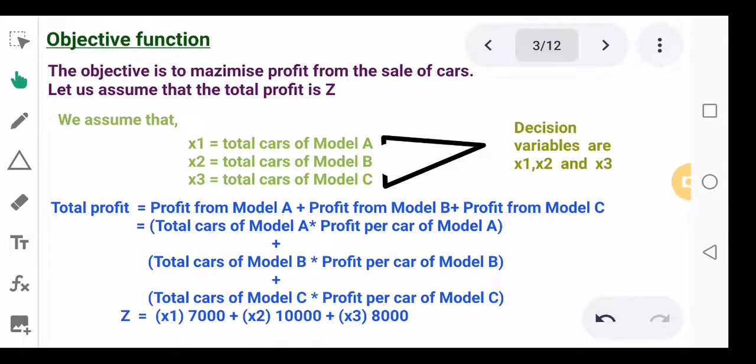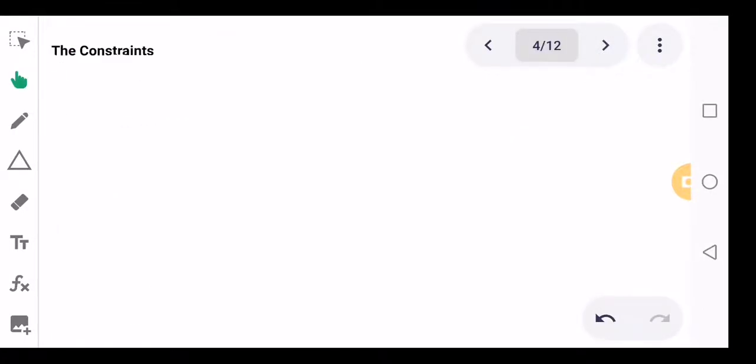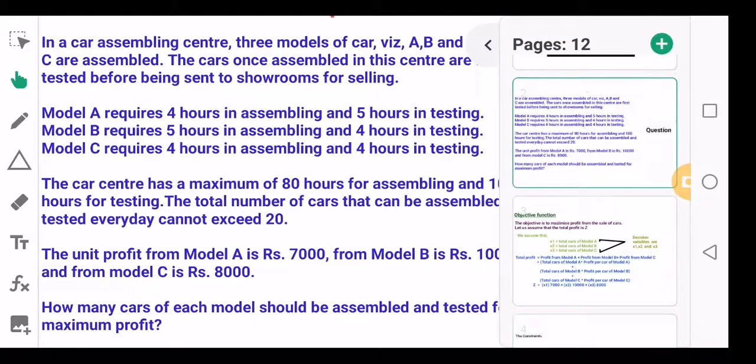So you have to maximize Z, and the equation is what you have written below. This is your equation. Now the next thing which you need to find out is our constraints. In this question there are three constraints. We need to figure out those constraints.